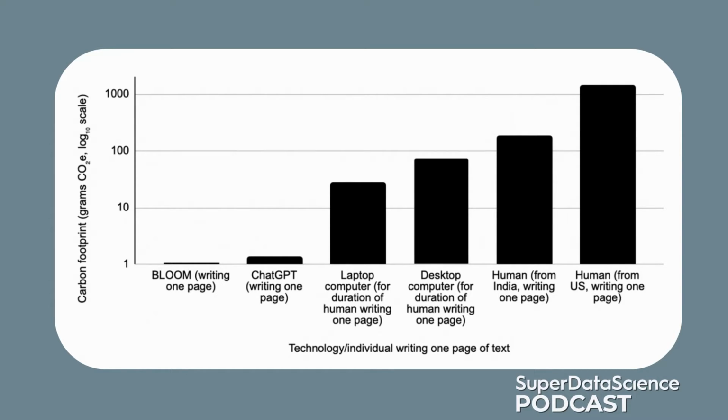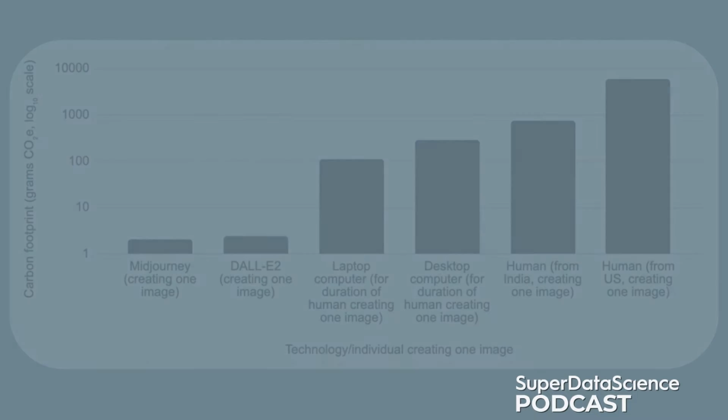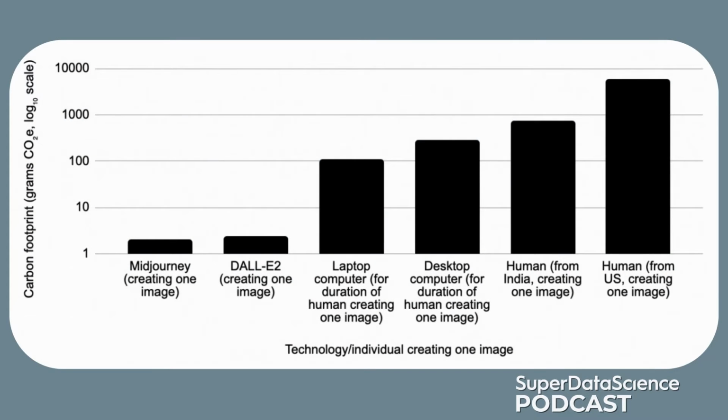Okay, so I've given you all the data on writing that they computed for this article. Again, if you're using a laptop, on average, you're going to be using 12 times as much energy as GPT-3, or on a desktop, you'd be using 32 times as much energy as GPT-3 to write that page of text. Now, they also did this for illustration, where the results are even starker.